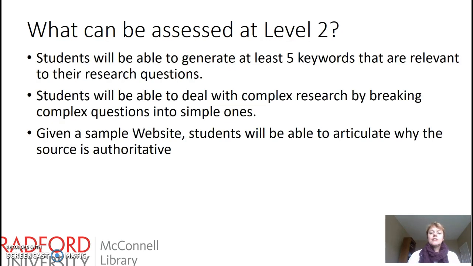Here are some student learning outcomes that we have used at Radford University with Level 2. First one, students will be able to generate at least 5 keywords that are relevant to their research questions. Next one is somewhat similar. Students will be able to deal with complex research by breaking complex questions into simple ones. And then the third one, given a sample website, students will be able to articulate why the source is authoritative.